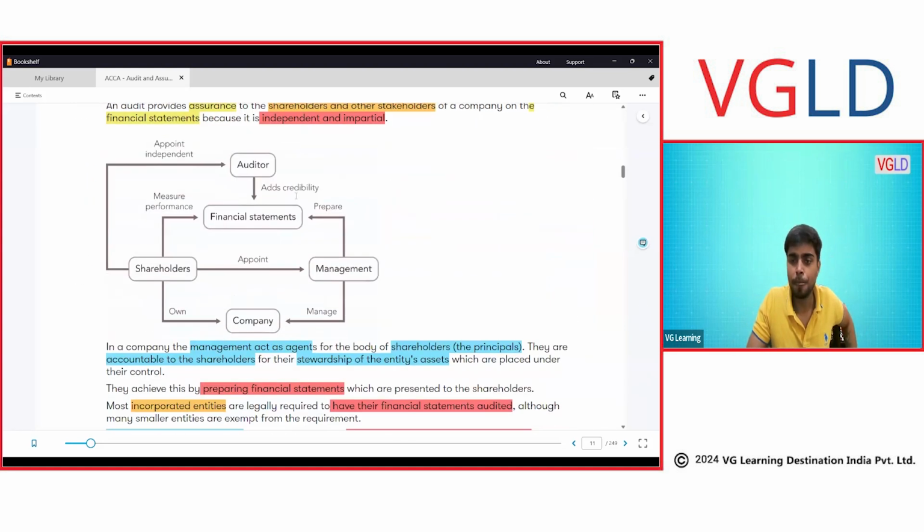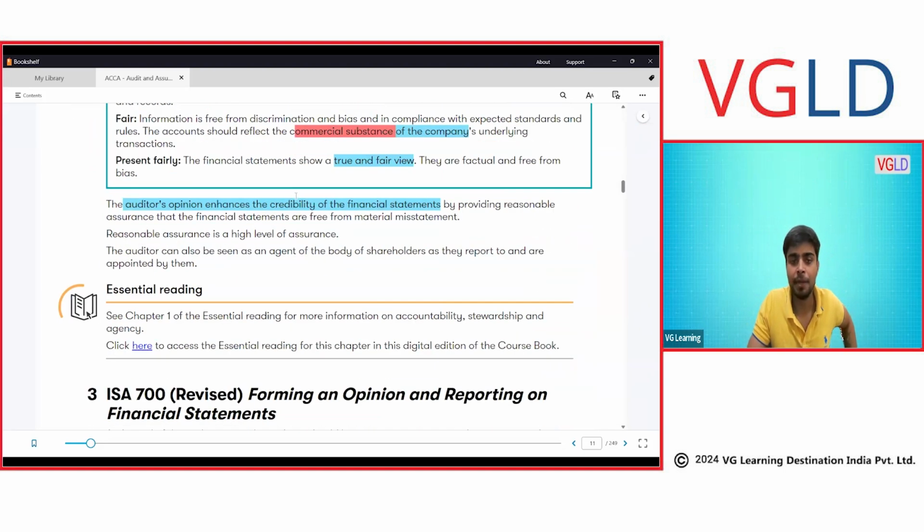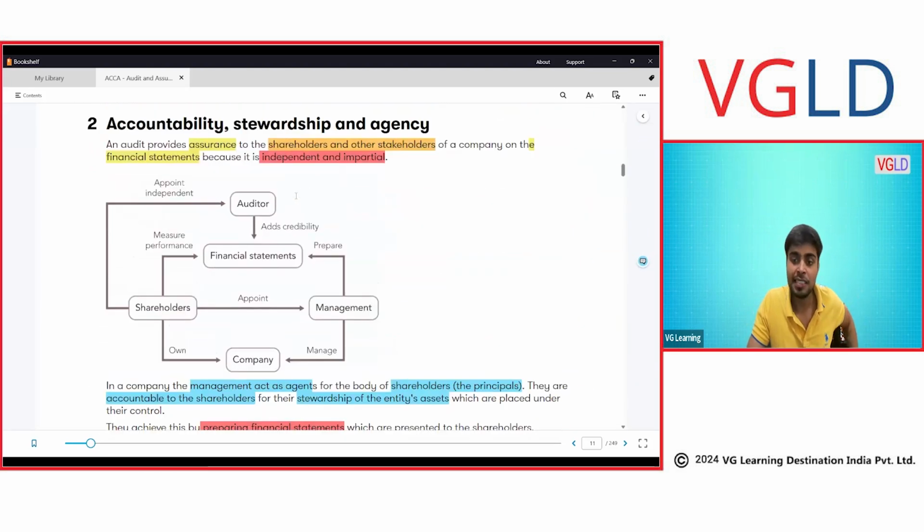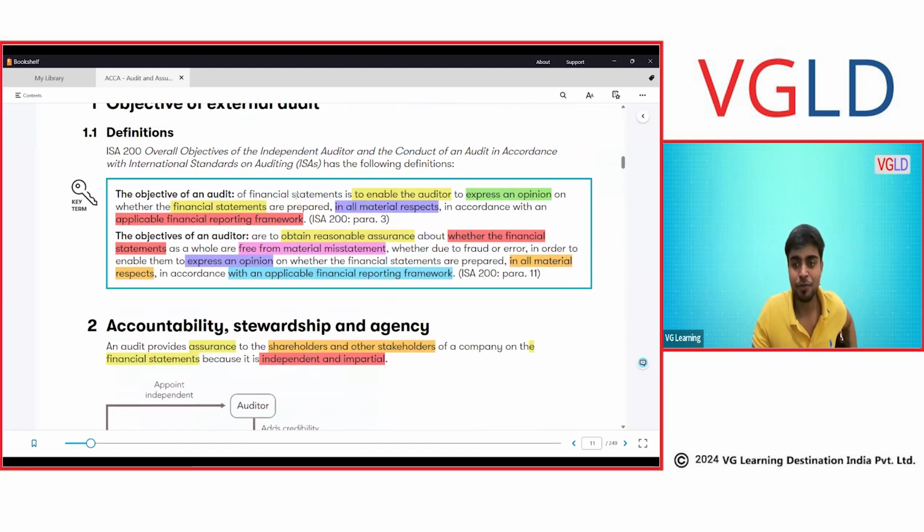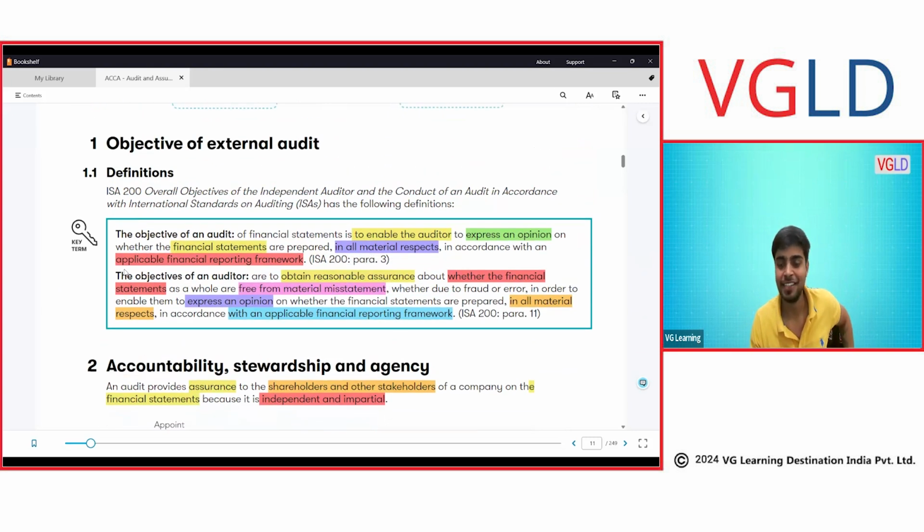Now I hope you have got an idea why audit is happening: because the shareholders want to get the credibility of the financial statement enhanced. Okay, let's see how it is written. You know, this is my favorite part, when I ask Vin to read this definition. Objective of an audit.